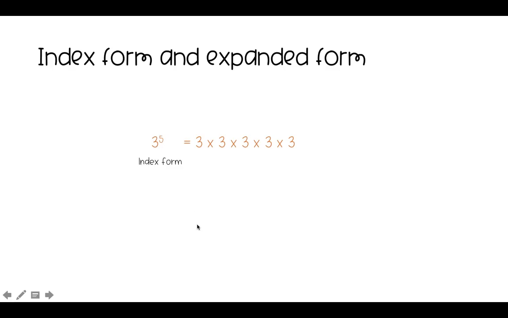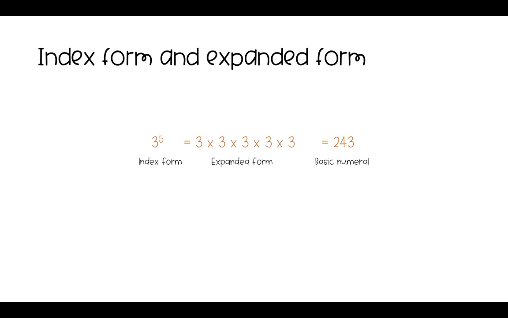Now, this is a bigger sum, I guess. And so we call that expanded form. And the next one you should know, because we've worked that out, and we found that 3 times 3 times 3 times 3 times 3 equals 243. And before, I said that's our basic numeral.